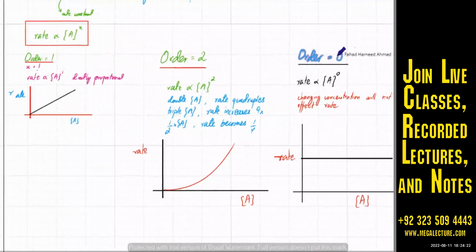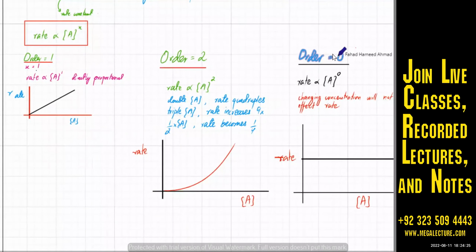So is this clear? Just the order part. Is that clear? So I'm building on top of this.